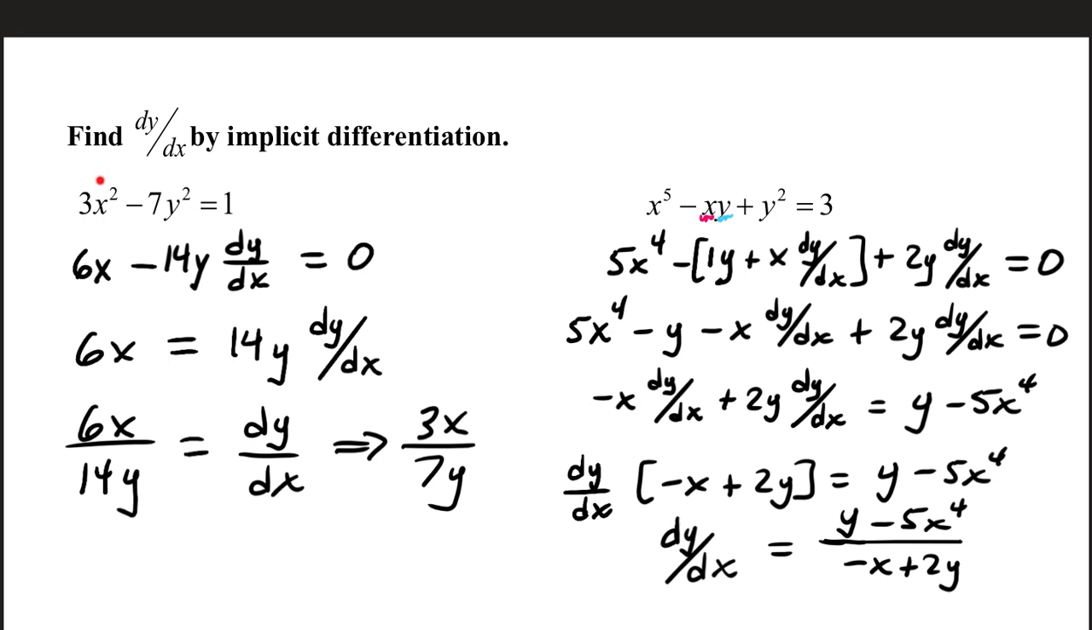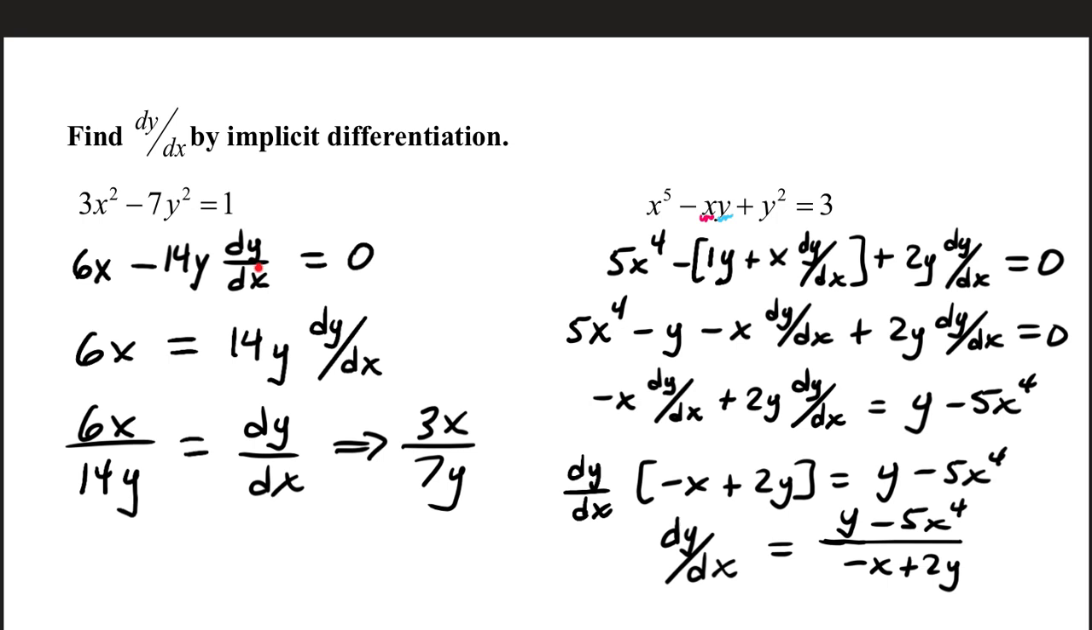First term, the variable is x. That matches. That derivative is 6x. The second term has a y. That doesn't match. That's okay. Let's take the derivative. It's negative 14y. We just have to remember dy/dx. It's the chain rule for a different letter. You could also write this as y prime. I use the dy/dx. You see it quite often.